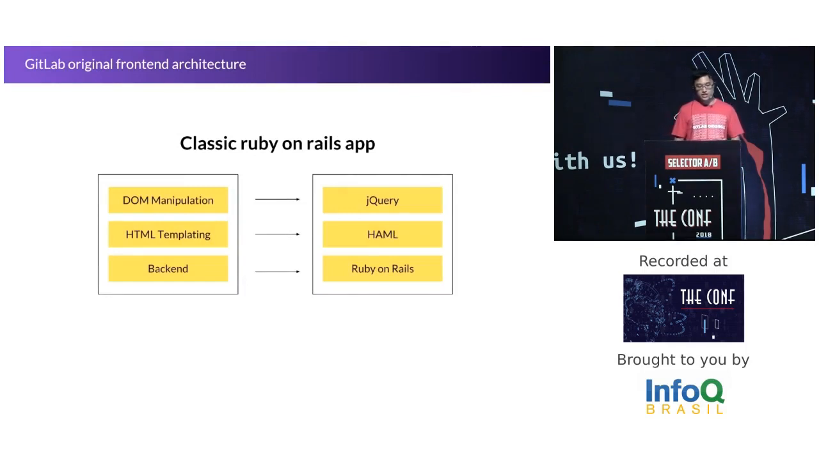GitLab originally was your classic Ruby on Rails app. We have DOM manipulation using jQuery, HTML templating using Haml. We have our backend written in Ruby on Rails, and this is the classic app that we had.